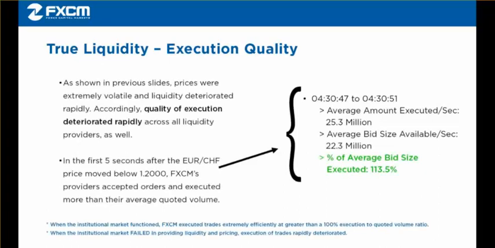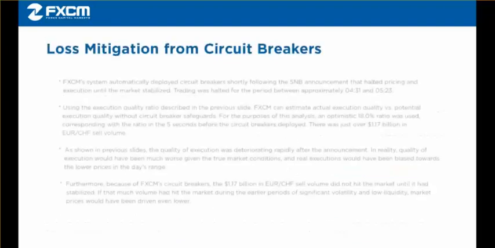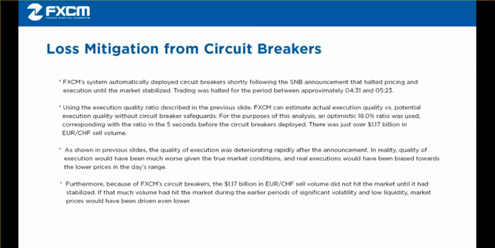As shown in previous slides, prices were extremely volatile and liquidity deteriorated rapidly. Accordingly, quality of execution deteriorated rapidly across all liquidity providers as well. In the first 5 seconds after the Euro-Swiss price moved below 120, the institutional market functioned. FXCM executed trades extremely efficiently at greater than a 100% execution to quoted volume ratio. In the next 5 seconds, when the institutional market failed in providing liquidity and pricing, execution of trades rapidly deteriorated. The spreads, ranges, and the volatility were all extreme.